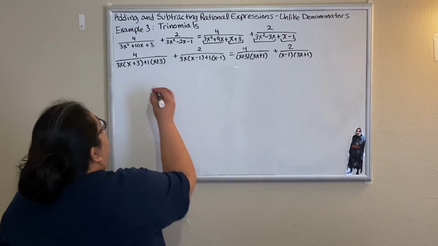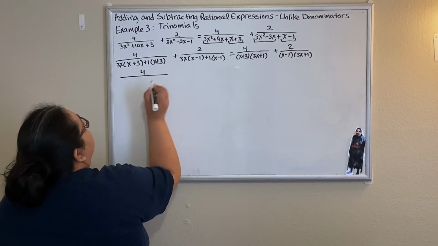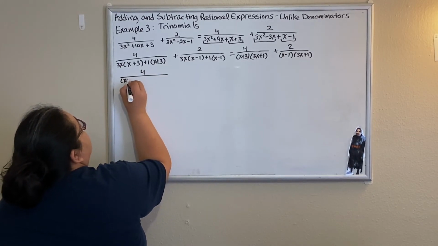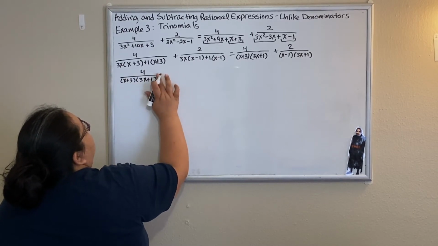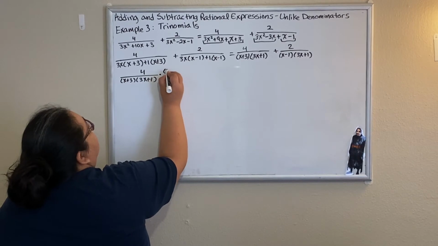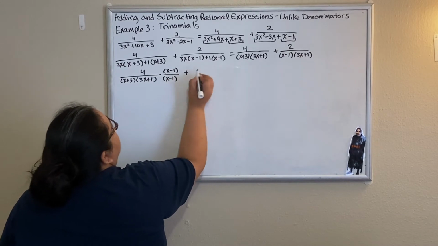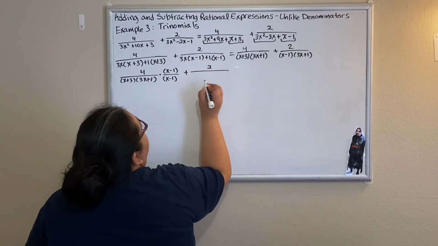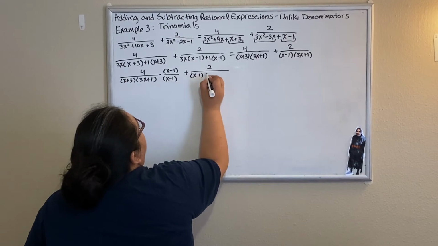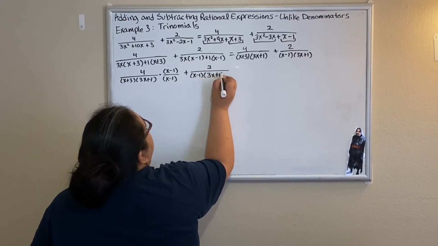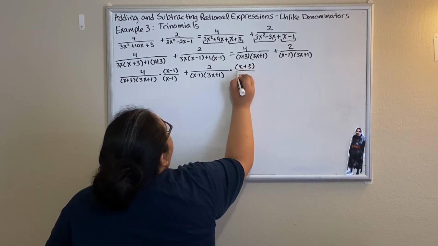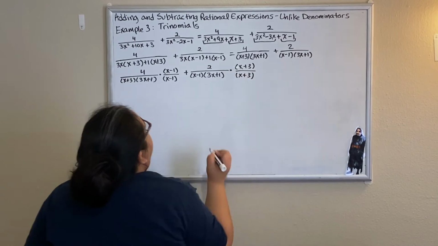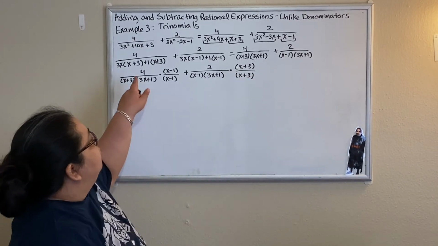So in the first term, we're going to have 4 over x plus 3 times 3x plus 1. And then we're going to multiply that by x minus 1 over x minus 1, plus 2 over x minus 1 times 3x plus 1. And we're going to multiply this by x plus 3 in the numerator and in the denominator. And now we're going to multiply across.